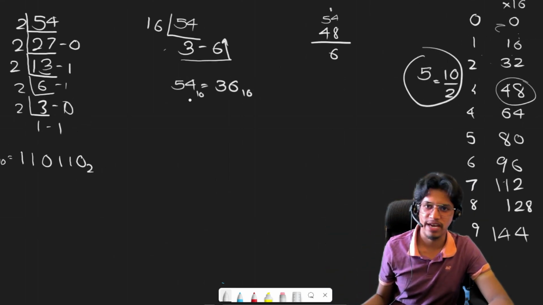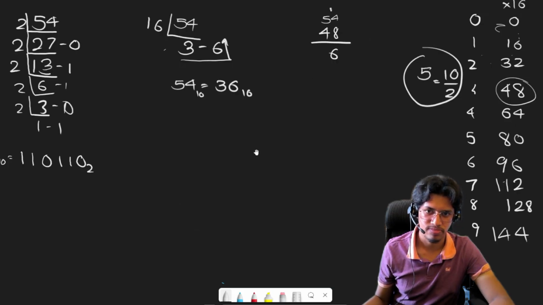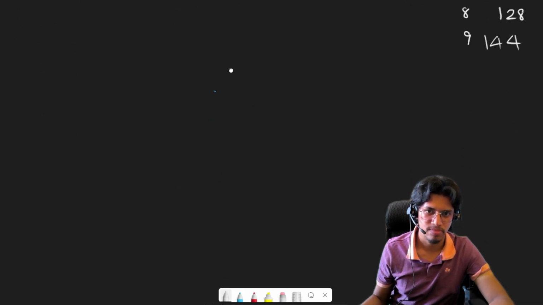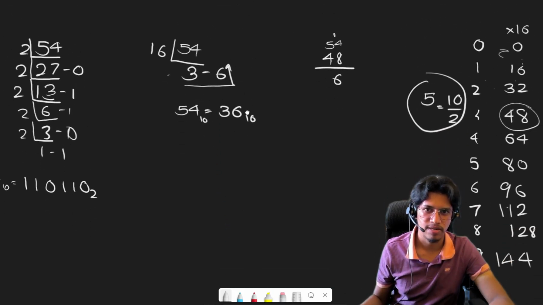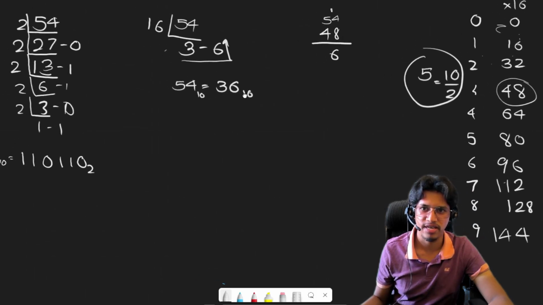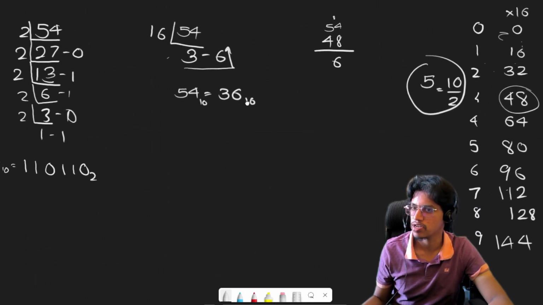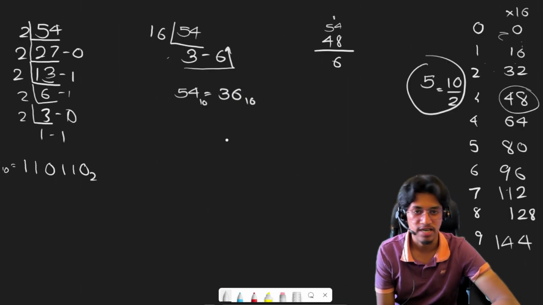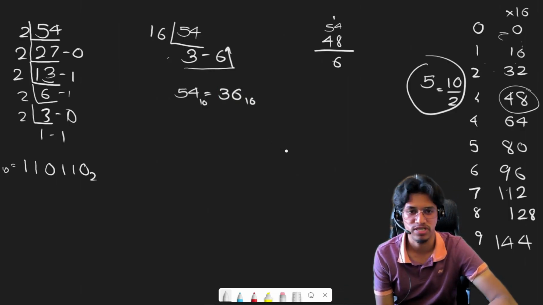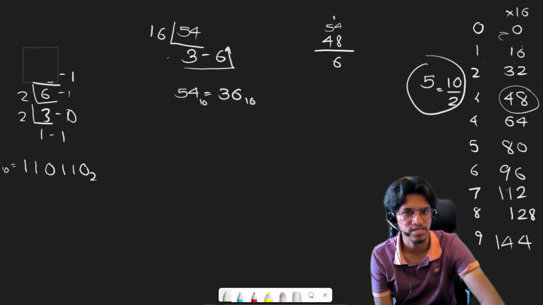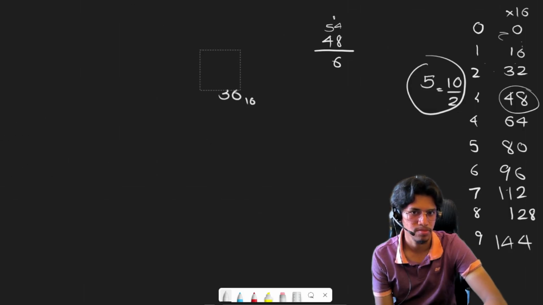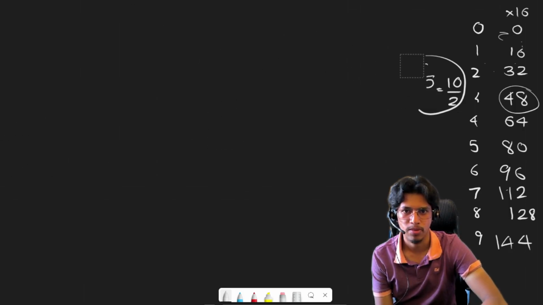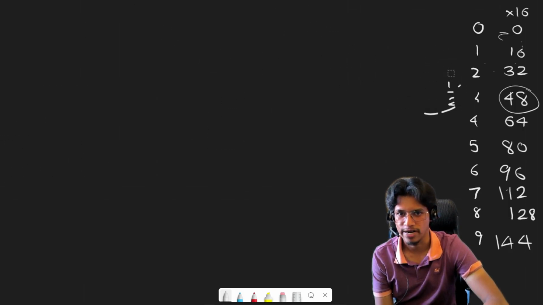So let's have a look at another one. Because I don't want to erase the board, because I don't want to lose the multiplication table that we wrote, I'll just erase them. All right.